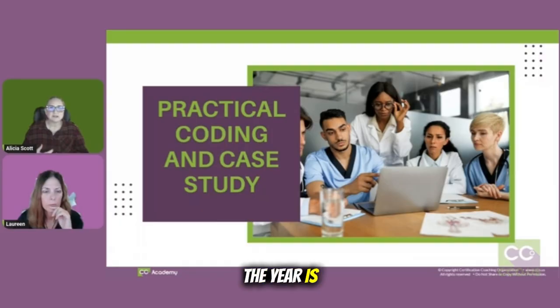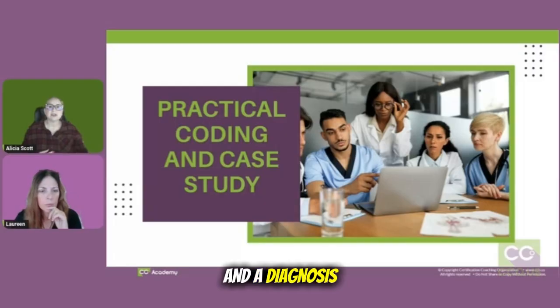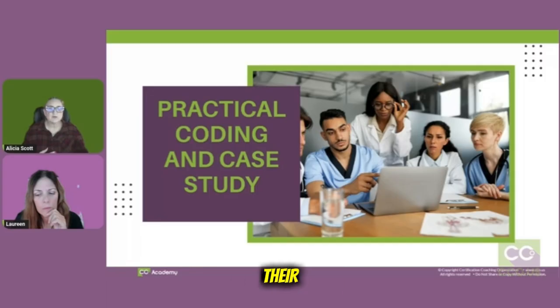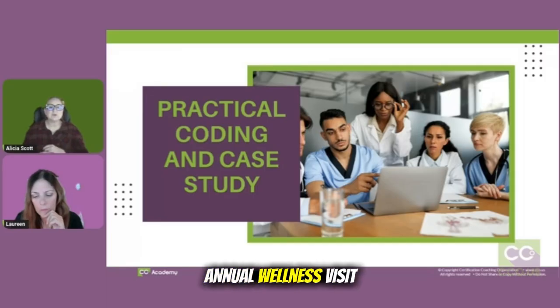The year is 2025, and they have a family history of heart disease, a family history of, let's say, digestive cancer, and a diagnosis of obesity and hypertension. Which one of these codes would be appended for their annual, that you could use with an annual wellness visit for that patient? Would it be G0537 or G0538?